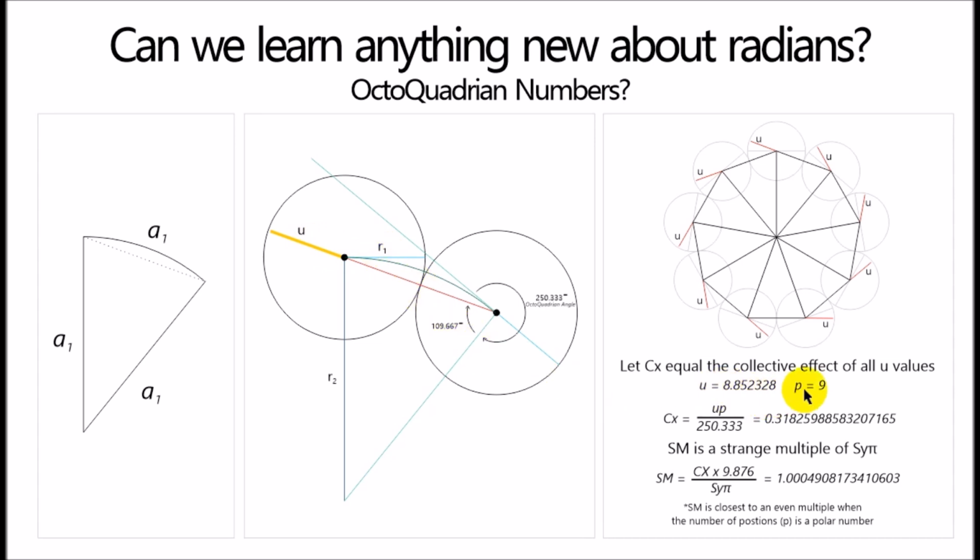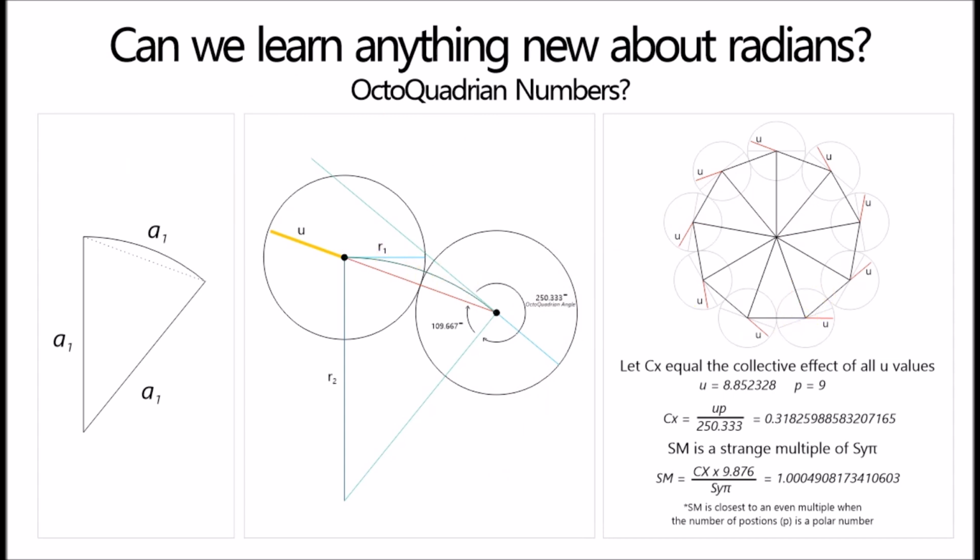It already starts off pretty close when we have 9 as the number of positions. We also have this interesting coincidence with the octoquadrians where we have 250.333 as the angle, the outside angle for the connection of what would be this third radian line. And the 333 can be explained by the +1 aspect of the octoquadrians, if you caught that in the first video. And then we go over to when we actually place all 9 circles.